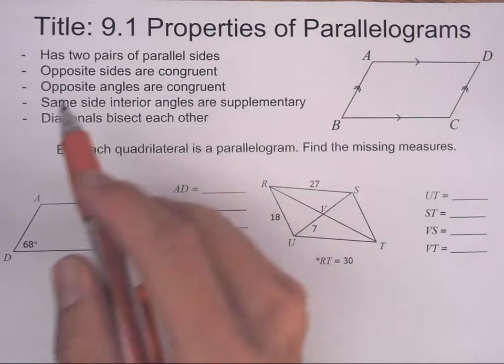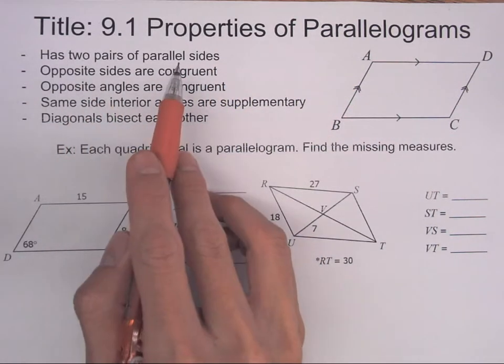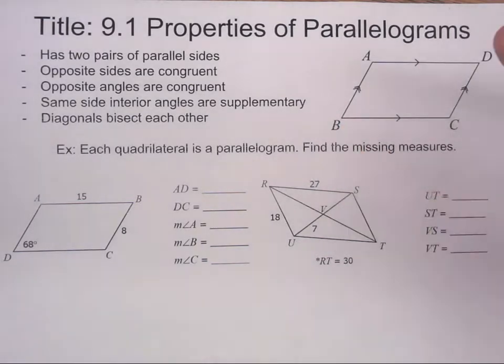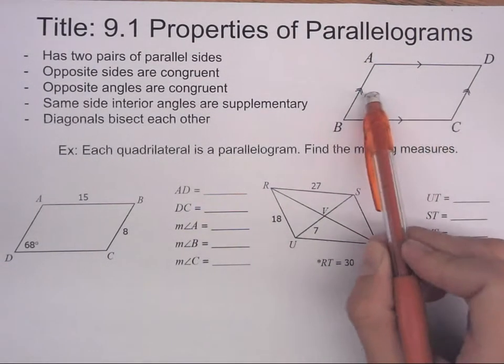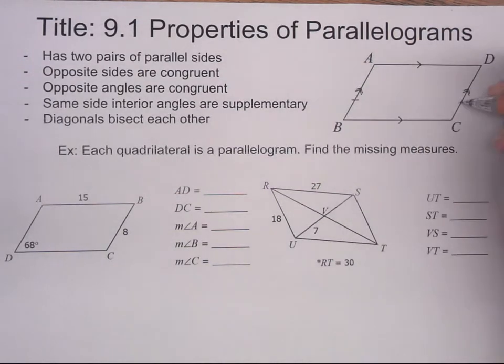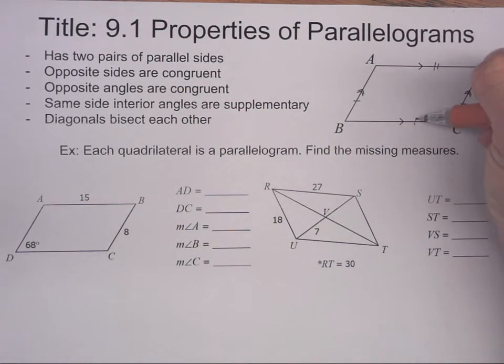So first thing I wanted to note is that for a parallelogram, it needs to have two pairs of parallel sides. So the two pairs are, this is one pair here, and this is one pair over here. So those are your parallel sides. Opposite sides are congruent. So the sides that are opposite of each other are going to be these over here. So what that implies is that this segment is going to be congruent to this segment, as well as this segment is going to be congruent to that segment.